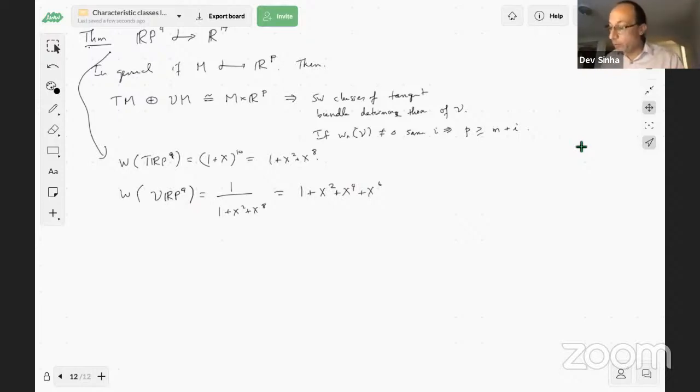But this is the culprit now. So this implies that the rank of the normal bundle is at least 6. So it can't equal 5. So again, RP9 can't immerse into R14. And that's a theorem in topology for sure.